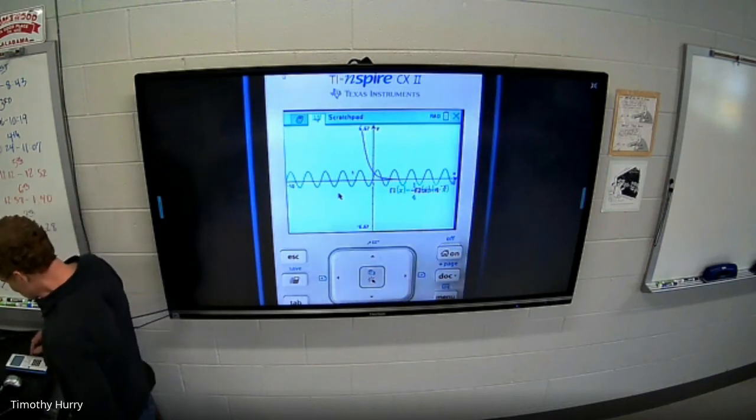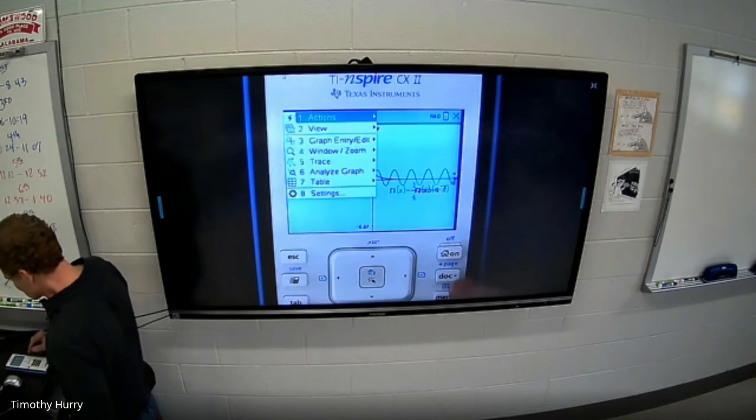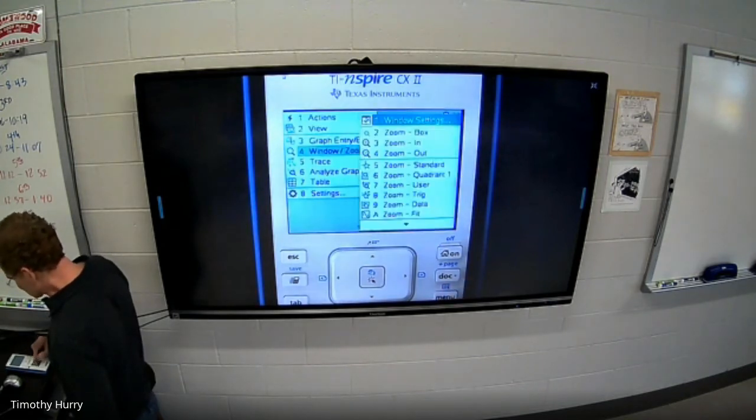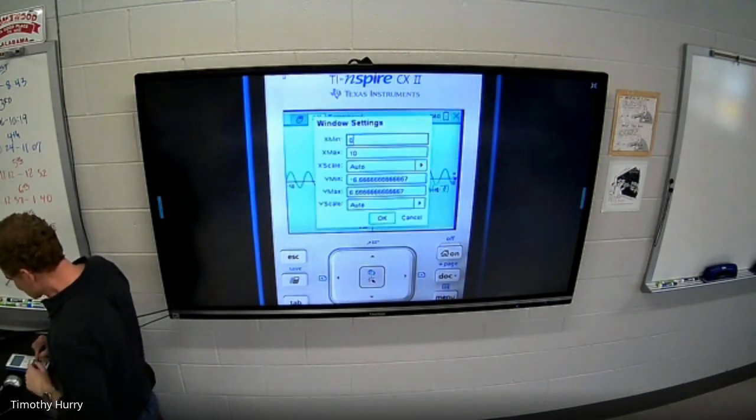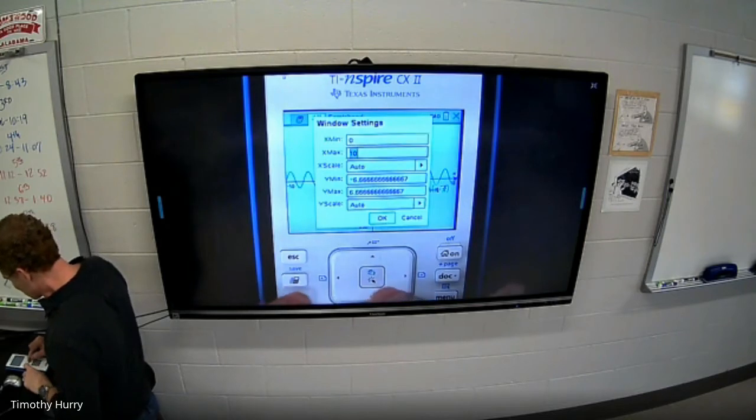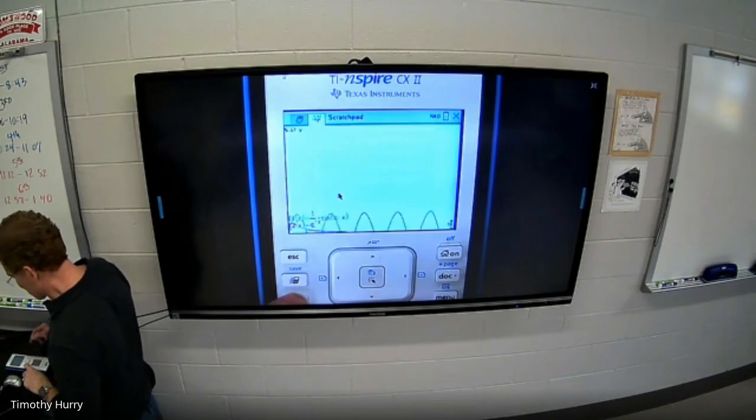So what does my window look like? Well, definitely I don't go anywhere left of 0 or below 0. So I'm going to go to Window, Settings. I'm going to let my min x be 0. I'm going to let my min y be 0 and take another look at it.